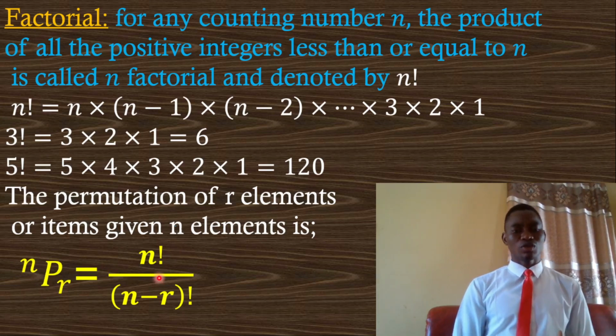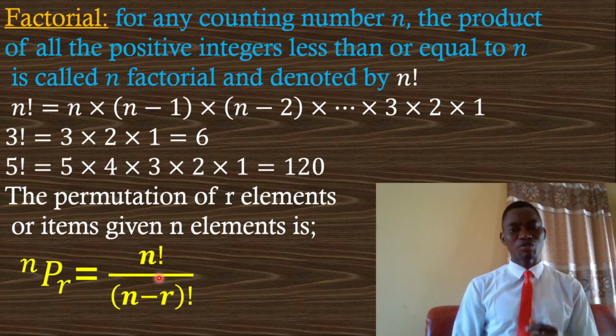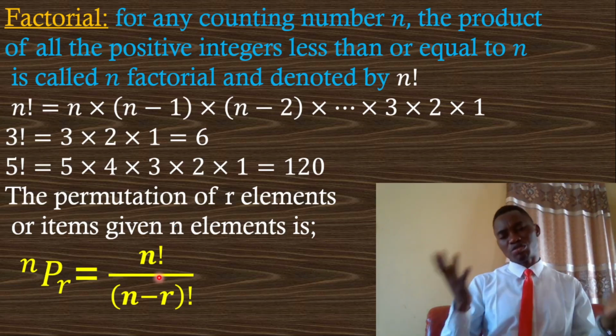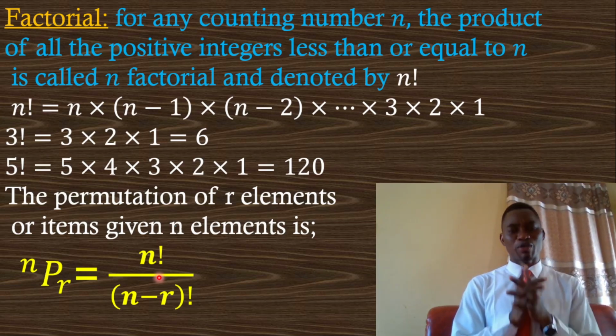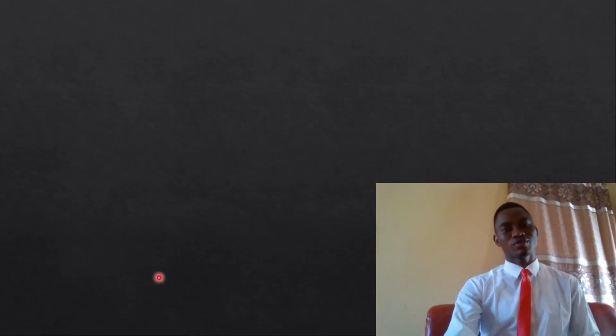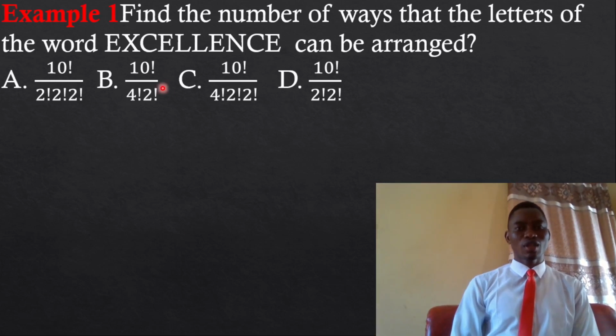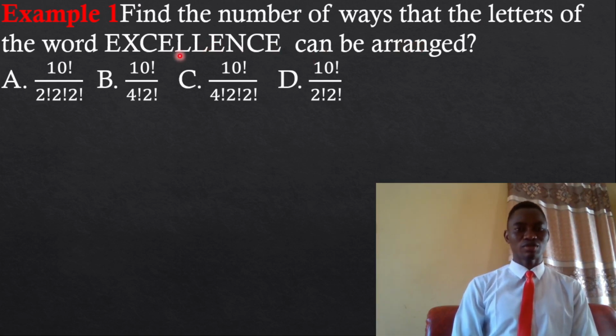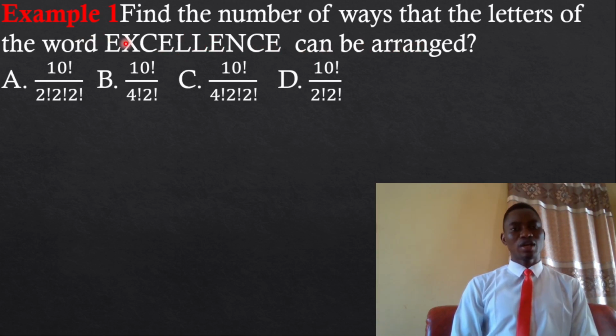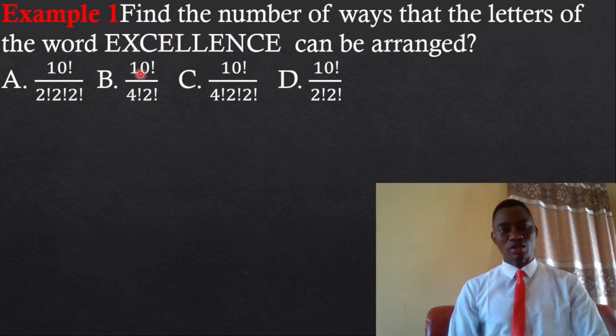At this point, you already know what a factorial is. So we're going to apply this formula in solving some JAM questions, and you are going to enjoy it. I promise you. Let's move on. Example 1. Find the number of ways that the letters of the word excellence can be arranged. I like this question. We have a word here, excellence. Now let's look at the solution.